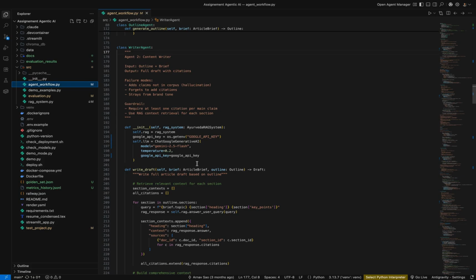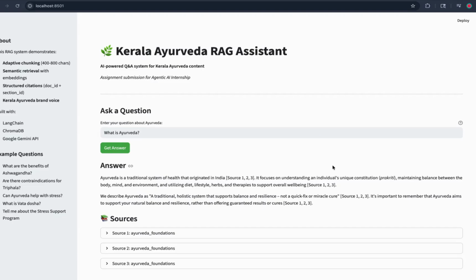Fourth is per-section retrieval. Instead of a single RAG call for the whole article, the writer agent iterates over the outline and queries the vector database. Now let me show the chatbot itself.